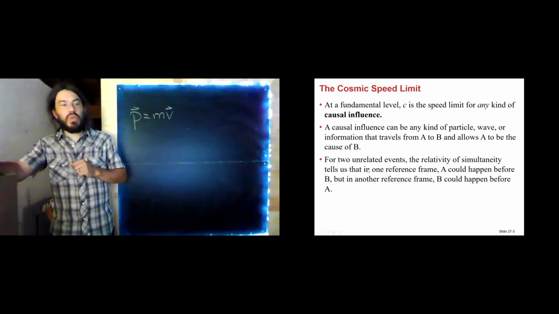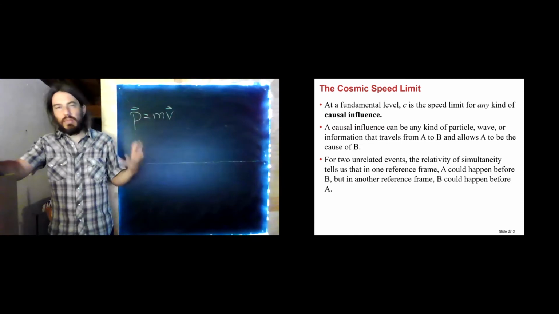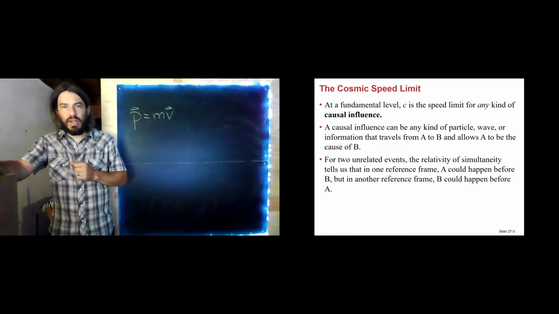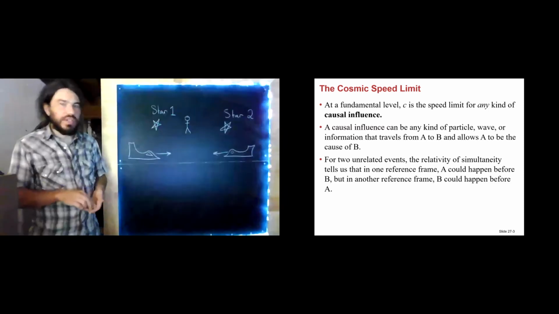Now, this last bullet point is not something that we've gone into in this class, though we certainly could have. For two unrelated events, the relativity of simultaneity tells us that in one reference frame, A could happen before B, and in another reference frame, B could happen before A. I'm just going to tell you what I mean by that as opposed to going into an elaborate derivation.